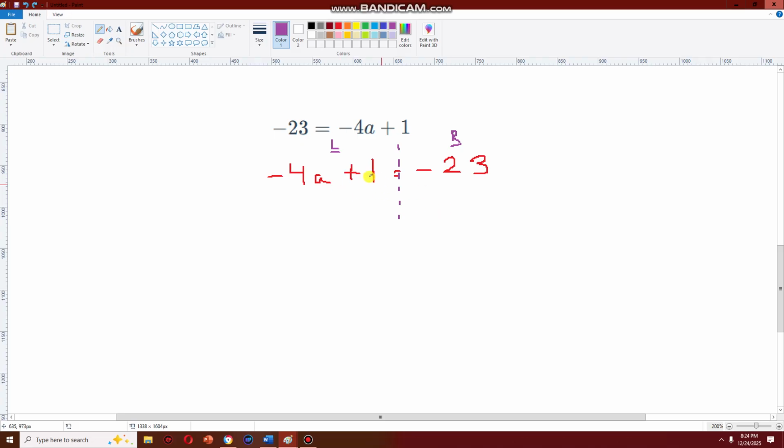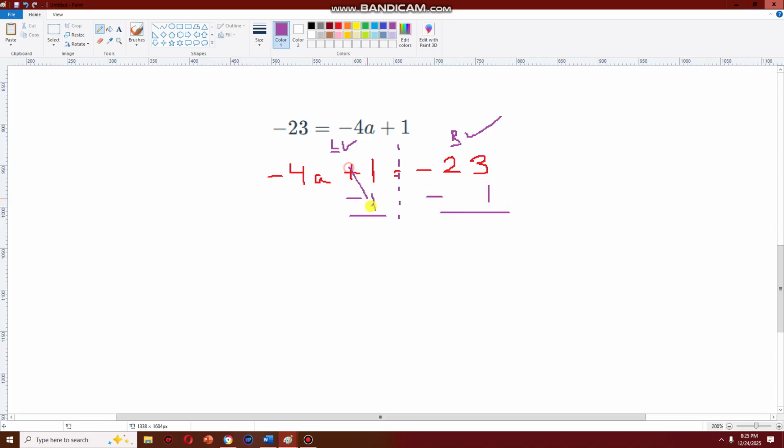First things first, plus 1 is in my way. I need to move plus 1 to the right side. How do I do that? I take the opposite of plus 1. The opposite or the inverse of plus 1 becomes minus 1. Okay? The second rule is whatever you do on the left side, you must do it on the right side as well. Since I did minus 1 over here, I'm going to do minus 1 over here as well.